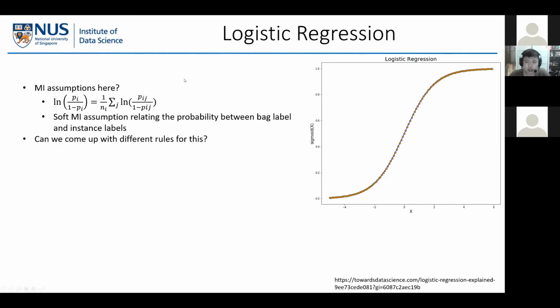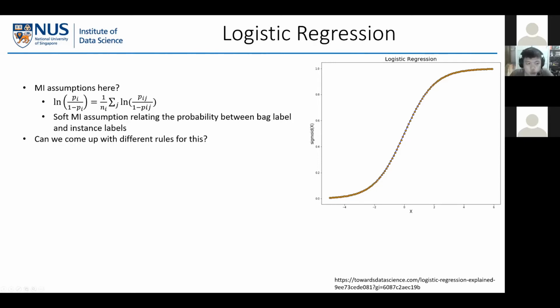So here the logistic regression model is defined with this relation. This is our multiple instance assumption, where we define the log odds of the ratio of the probability that a bag is positive to the probability that a bag is negative as just the average of the same quantity for each instance, meaning the probability that an instance belongs to the positive class over the probability of it belonging to the negative class. This is equivalent to just training a logistic regression on the mean features of the bag.